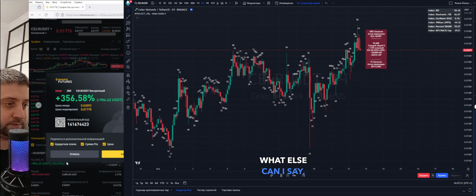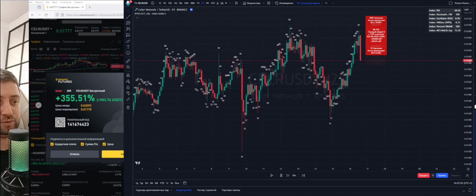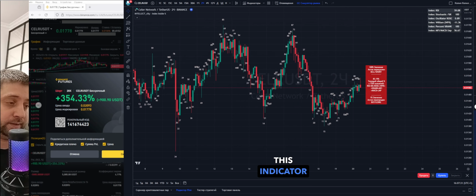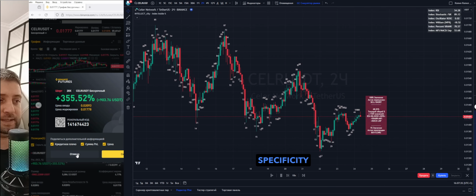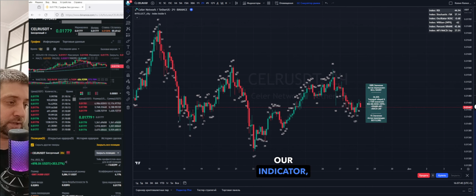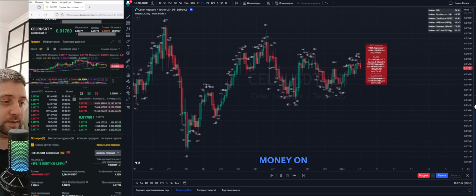What else can I say? In reality, all indicators are what? Hard. They're hard to deal with and difficult. So I'm not saying this indicator completely guarantees 100%, but it has a good specificity. And most likely it is the most recommended indicator, which is kind of worth recommending. You can make good money on this kind of deal.